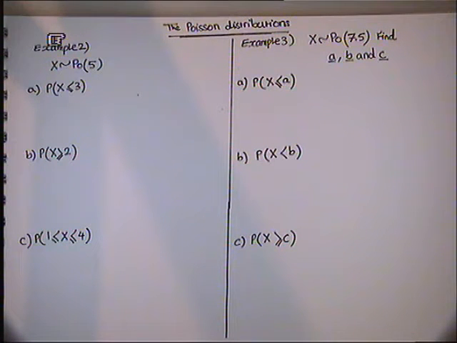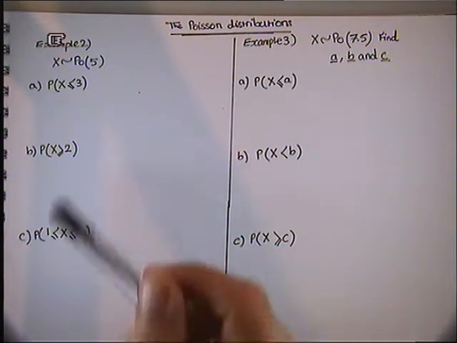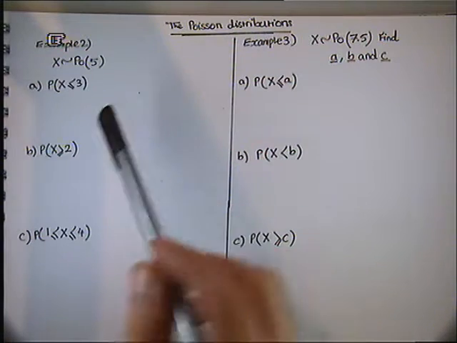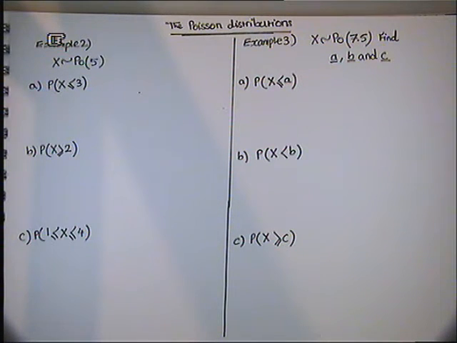In this video, I will go through part 2 of section 1.2 of chapter 2 of FS1. Okay, here are two examples, example 2 and example 3. X follows the Poisson distribution. Find the probability of X less than or equal to 3.